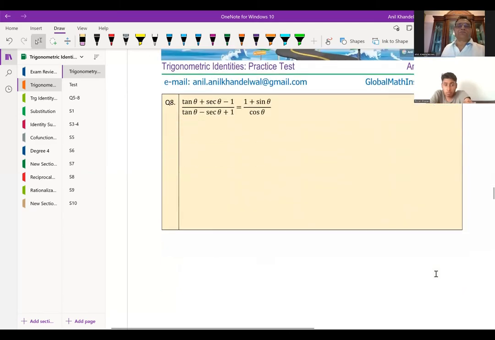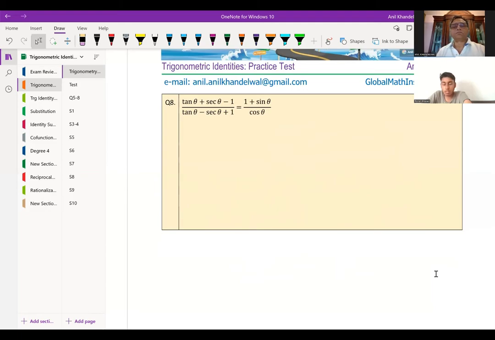So here is another question. The question here is tan theta plus secant theta minus 1 over tan theta minus secant theta plus 1 equals 1 plus sine theta over cosine theta. How will you do this? So it's tan theta plus secant theta minus 1 over tan theta minus secant theta plus 1. That's equal to 1 plus sine theta over cos theta, right, sir? Yeah.